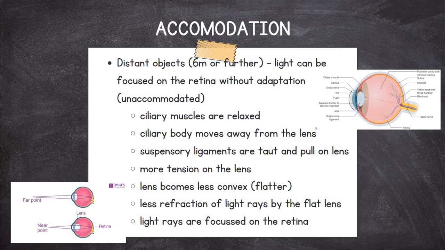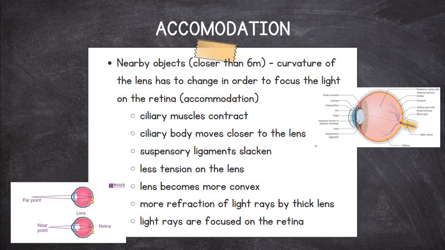However, if we have a nearby object, so that's an object closer than 6 meters, the curvature of the lens has to change in order to focus the light on the retina here at the back, and that is what we refer to as accommodation. Now, unlike when we had the unaccommodated eye, in this case, the ciliary muscles will contract, and the ciliary body will move closer to this lens. So they will move closer, and the suspensory ligaments will slacken. So these suspensory ligaments will become less taut.